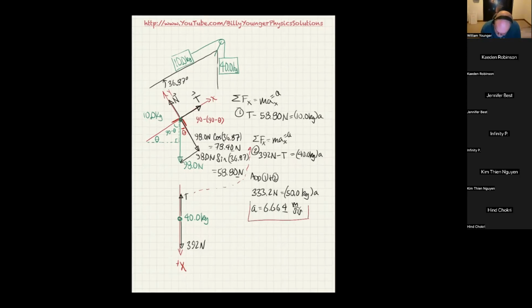That's the acceleration. And now all I have to do is say T minus 58.80 newtons is equal to 10.0 kilograms times 6.664 meters per second squared. So I'm going to multiply this by 10, and now I'm going to add to it 58.8. And I see that the tension T is equal to 125.4 newtons. Okay.